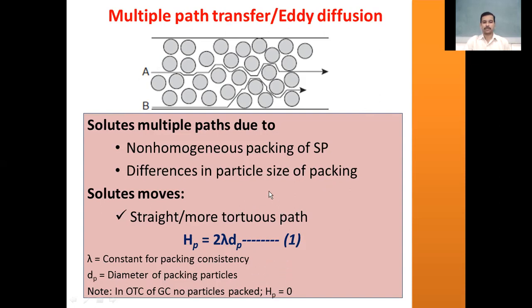When you use open tubular columns, especially in gas chromatographic separation, the separation will be performed by using a variety of columns.